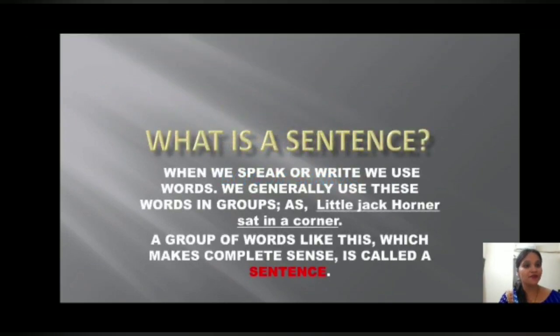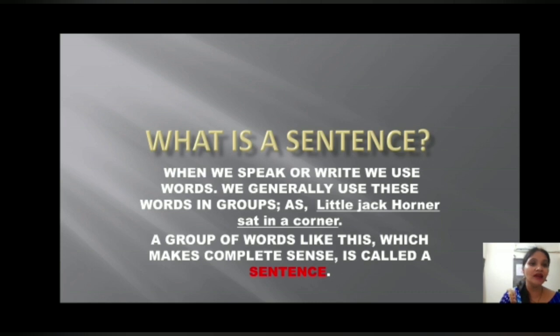So first, we will understand the meaning of a sentence. What is a sentence basically? We'll go to the definition. When we speak or write, we use words. So what I have written, when we speak something or when we write something, we need words. We generally use these words in groups, but we don't use words alone.